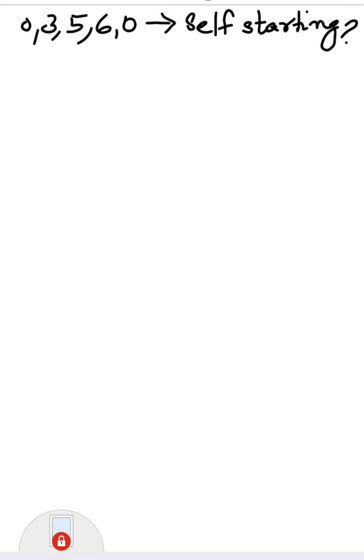Normally these types of questions are asked in the university examination. You have to check whether the counter is self-starting, which means lockout condition. If the counter is not in self-start condition, you have to find out some ways to make the counter self-starting. So I will explain all those things later, what is the meaning of self-starting, a lockout condition, all those things. First we will do this example to design a synchronous counter which follows the sequence 0, 3, 5, 6, 0.